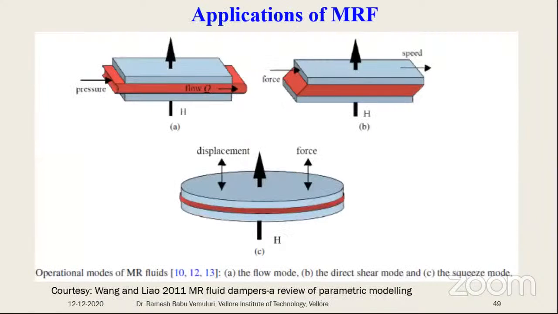So what are the various applications of these magnetorheological fluids? These are the various operation modes. With the pressure we applied in this direction and the applied magnetic field in the opposite direction, this is called the flow mode. Here it is a direct shear mode: the magnetic field is applied in this direction and forces are applied in this direction. So this is called the direct shear mode. And this is the one where the magnetic field is applied in the same direction and the force is also applied in the same direction. This is called the squeeze mode.